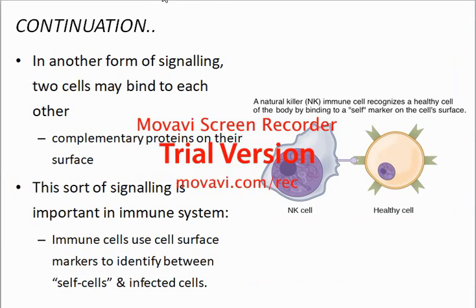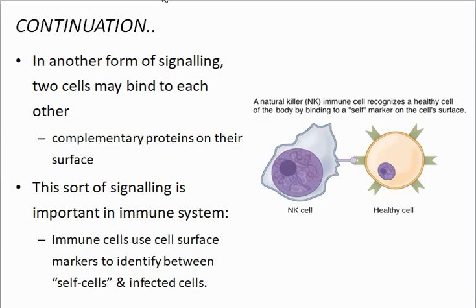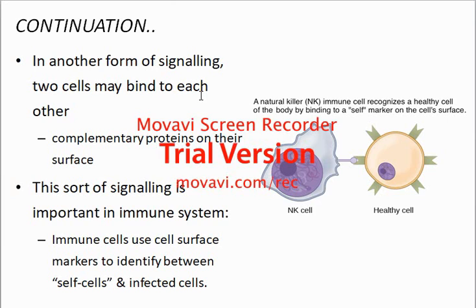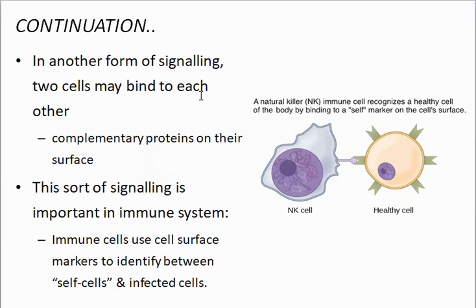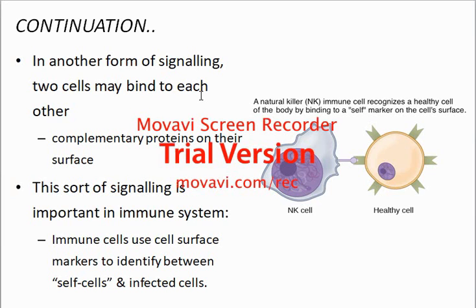In another form of direct signaling, two cells may bind to one another because they carry complementary proteins on their surface. When the proteins bind to one another, this interaction changes the shape of one or both proteins, transmitting a signal. This kind of signaling is especially important in the immune system, where immune cells use cell surface markers to recognize self cells, which are the body's own cells, and cells infected by pathogens.